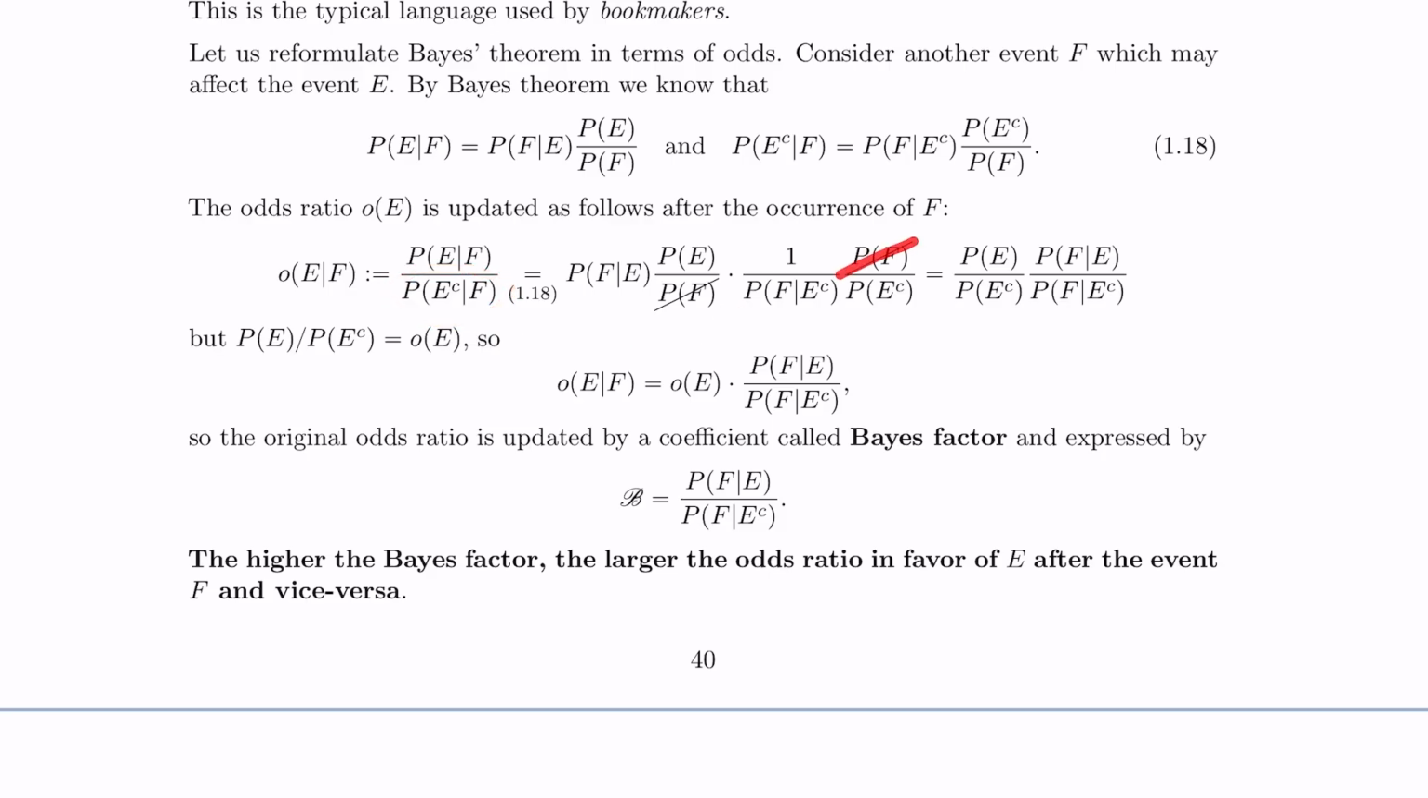We see that the prior probabilities of F can be cancelled, and we remain with this expression, in which we can see the original odds ratio, and so the updated odds ratio can be written as the original odds ratio times this coefficient here, which is called the Bayes factor. Clearly, since we have a direct proportionality, we have that the higher the Bayes factor, the larger the odds ratio in favor of E after the event F, and of course vice versa.